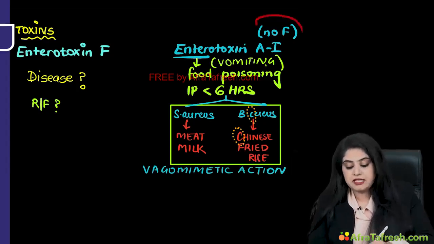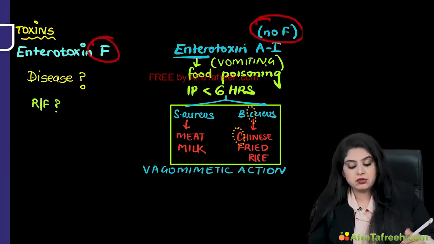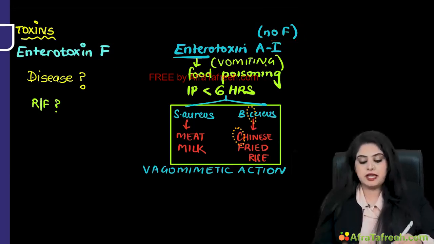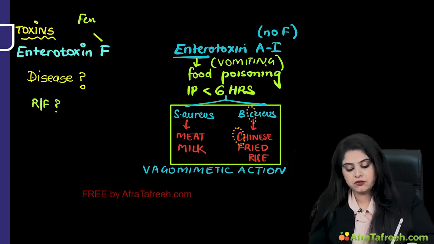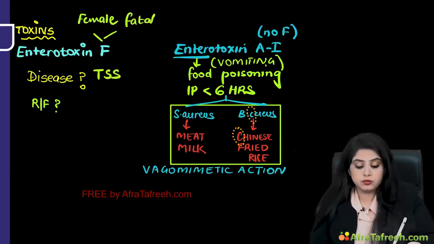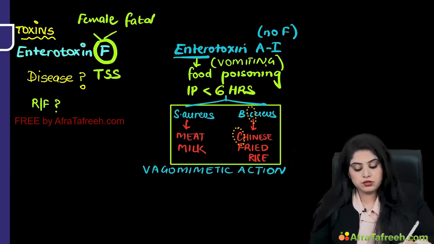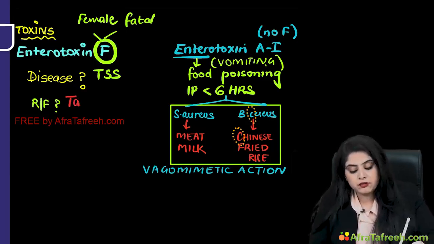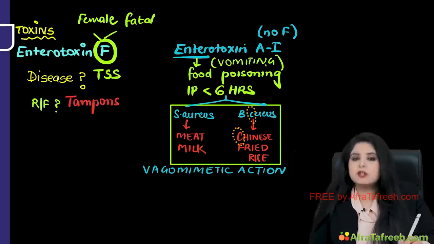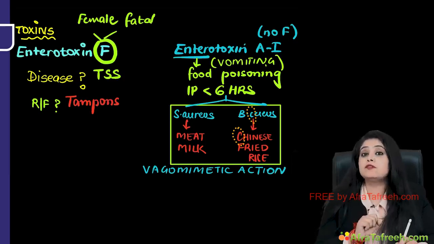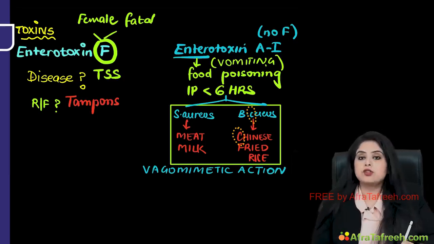All except enterotoxin F, because enterotoxin F, F for female, F for fatal, that is your methodology of learning it. What fatal disease am I talking about? Toxic shock syndrome. So enterotoxin F doesn't cause food poisoning. Enterotoxin F causes a fatal disease called toxic shock syndrome. Why did I say females? Because in females, if there is a prolonged usage of tampons, that is when toxic shock syndrome occurs.